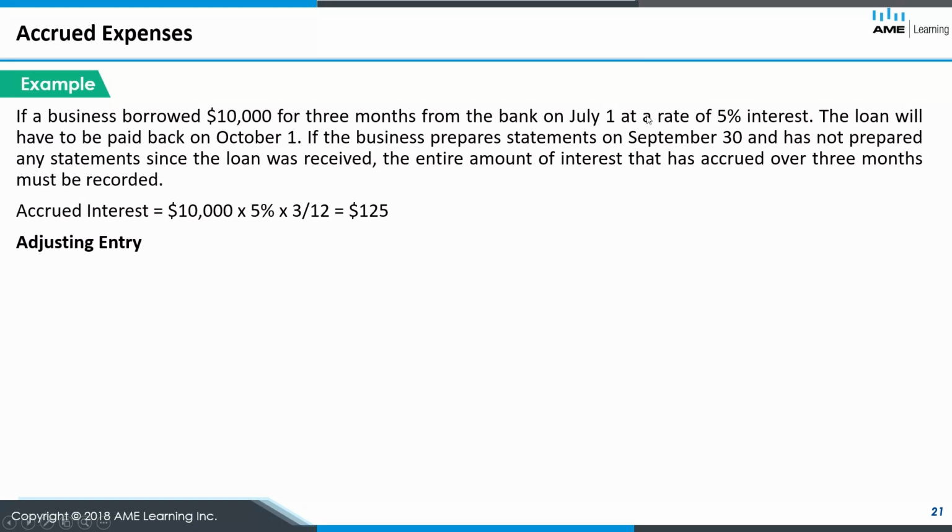So we borrowed 10,000 on July 1st. So July, October, September. Basically what they're saying in this example is we haven't done any financials, so we haven't done any adjusting entries until the end of the 3 months. And so we need to just record the entire amount of interest. And so here you can see the 10,000 times 5%, we get $500. But we're going to do times 3/12 because this is the first time of us accruing any interest, and it's going to be 3 full months' worth.